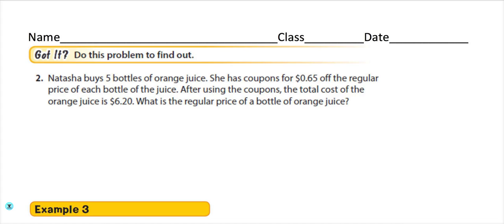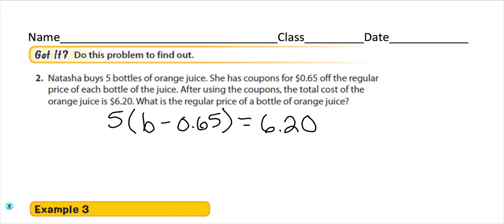Okay, so we're buying 5 items. The bottle is unknown, okay, and we're saving 65 cents. So a bottle minus 65 cents, and then altogether she spends $6.20. Okay, so we're going to divide it by 5.